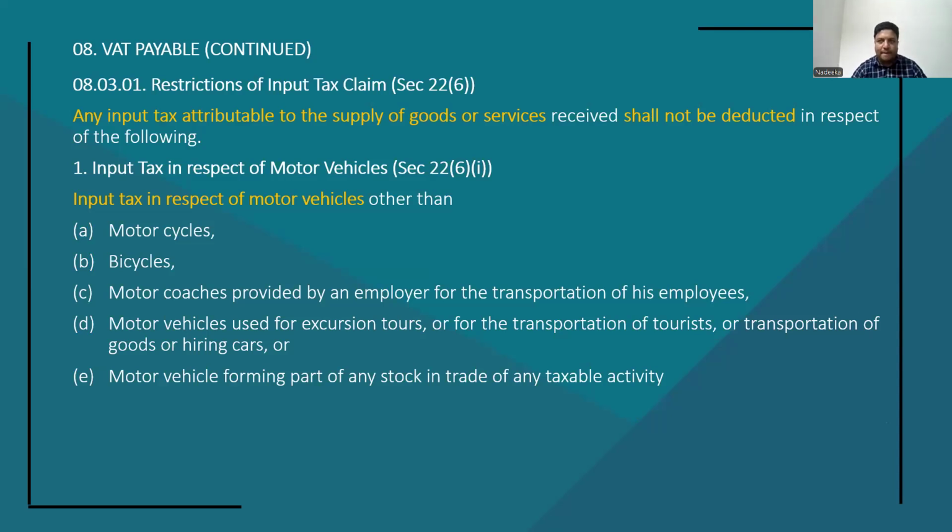Now, when we are going to deduct our input taxes from our output tax, we have certain restrictions, right? In certain circumstances, we can't deduct the input tax that we pay. So we are now going to talk about the restrictions of input tax claim. Any input tax attributable to the supply of goods or services received shall not be deducted in respect of the following. First one, input tax in respect of motor vehicles.